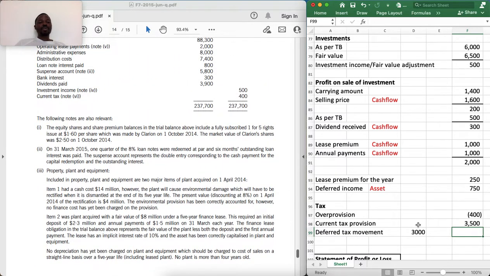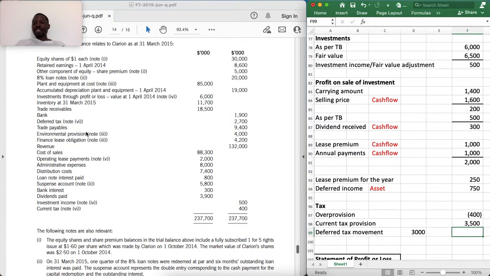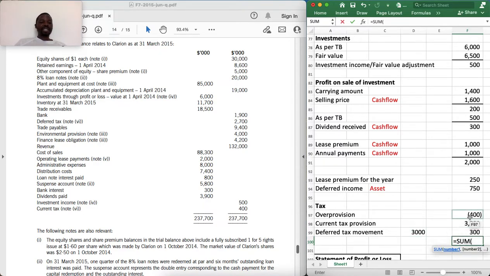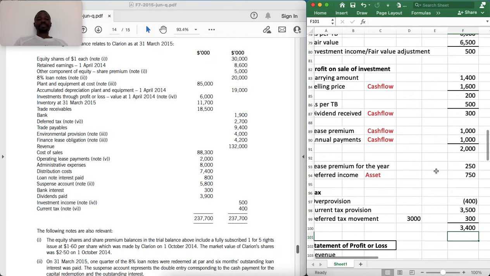The 3,000, we're going to take this to the statement of financial position, but we need to see how much was the deferred tax in the trial balance is 2,700. So what is the movement now? We say the closing less 2,700, the opening. So the movement is 300 positive. We need to add to our income tax expense for the year. So when we calculate, we get our tax as 3,400.